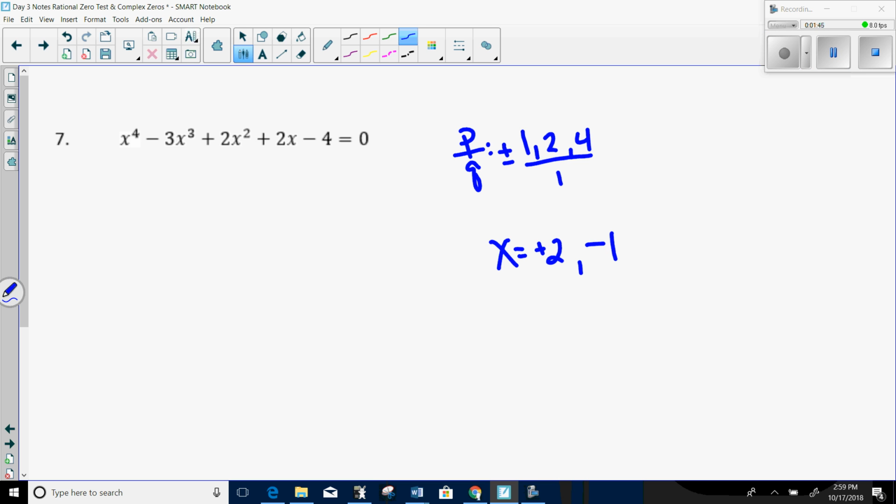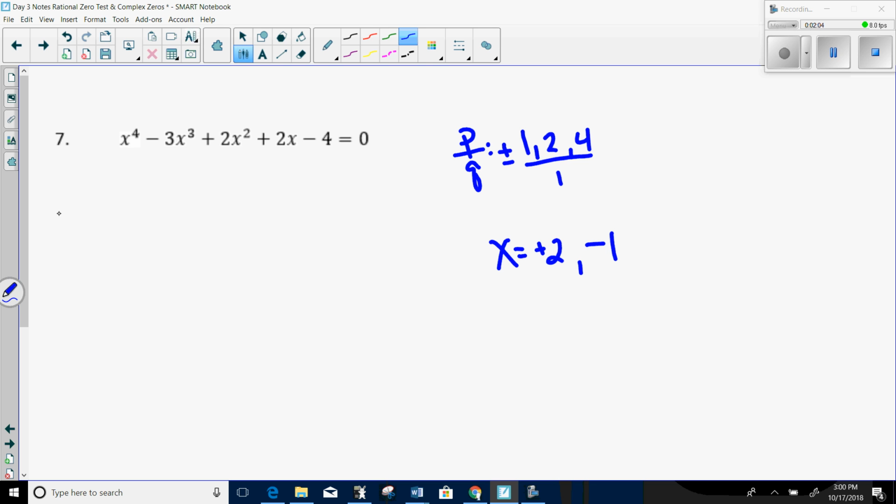So now, how do we use these numbers? Well, when you look at the degree, the degree is 4, so that means there's a possibility of 4 answers. It doesn't mean there has to be, but there could be. So what we do is we use these 2 and -1.